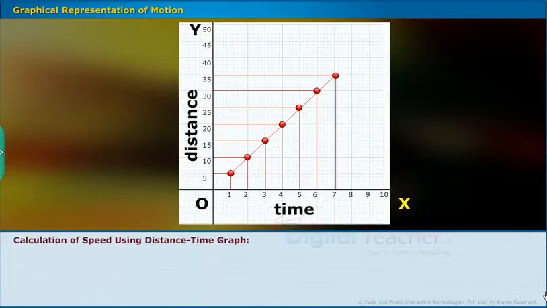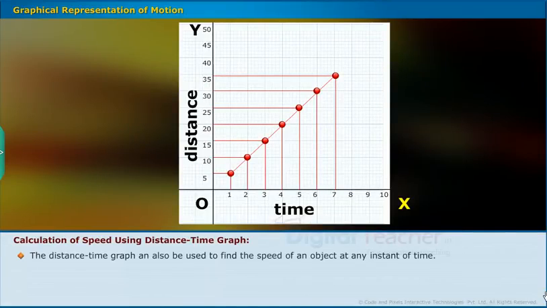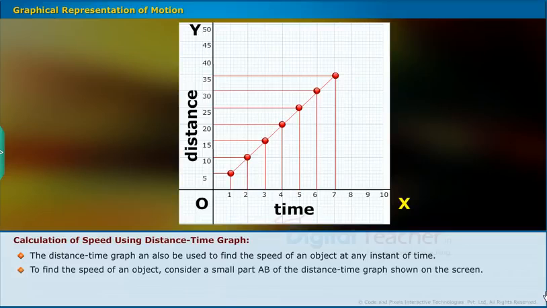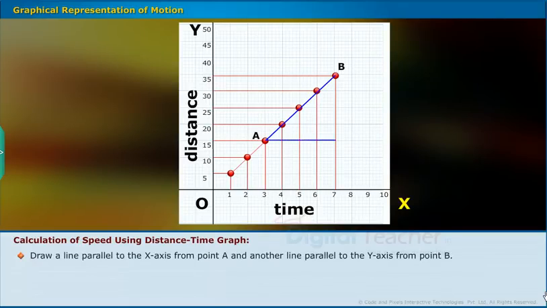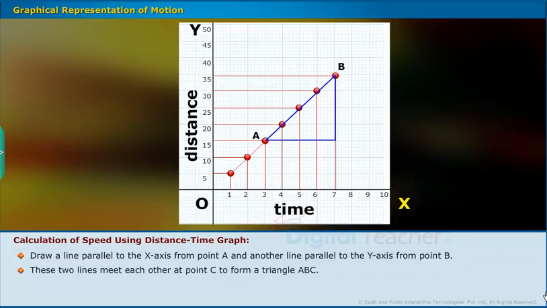Now let us know the procedure to calculate the speed using the distance time graph. The distance time graph can also be used to find the speed of an object at any instant of time. To find the speed of an object, consider a small part AB of the distance time graph shown on the screen. Draw a line parallel to the x-axis from point A and another line parallel to the y-axis from point B. These two lines meet each other at point C to form a triangle ABC.